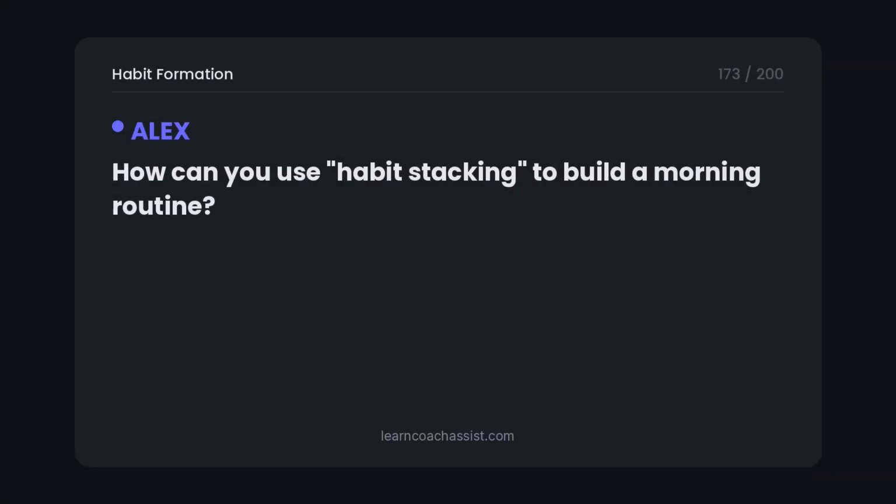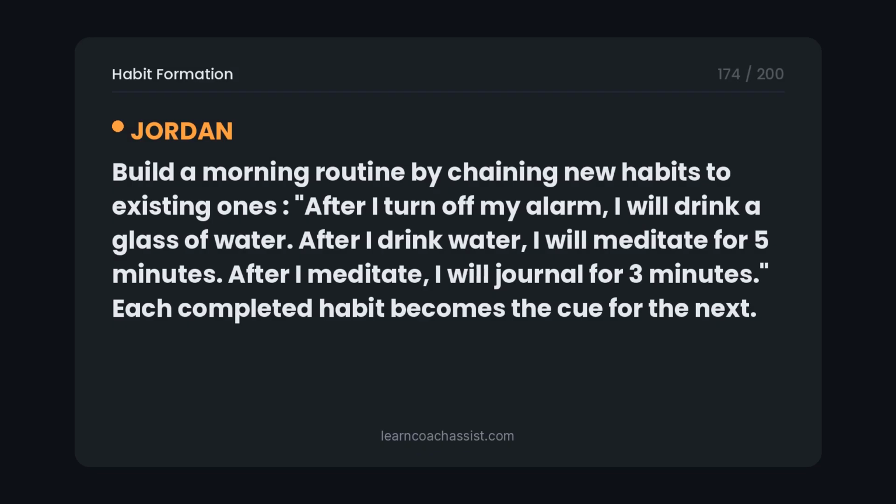How can you use habit stacking to build a morning routine? Build a morning routine by chaining new habits to existing ones. After I turn off my alarm, I will drink a glass of water. After I drink water, I will meditate for 5 minutes. After I meditate, I will journal for 3 minutes. Each completed habit becomes the cue for the next.